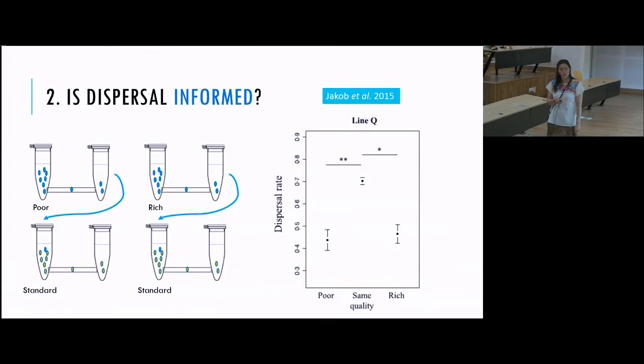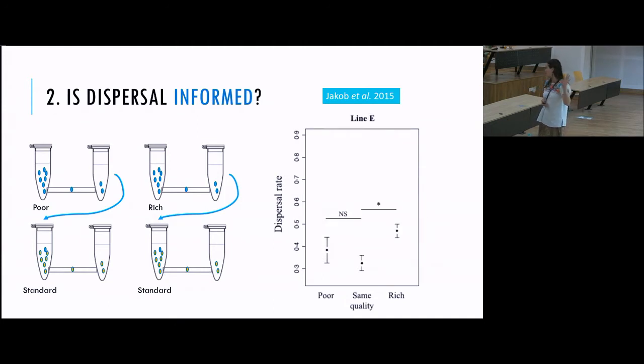And interestingly, they find an effect of those very few individuals that were coming from different environments. If you look at the dispersal rates of those populations, if they receive immigrants from a poor environment, from a rich environment, from an environment with the same quality, you have significant differences in dispersal rate depending on the origin of those immigrants. But this response is completely idiosyncratic. This is what happened for line Q. If you take another line of Tetrahymena and you do the same experiment, you get a completely different answer.